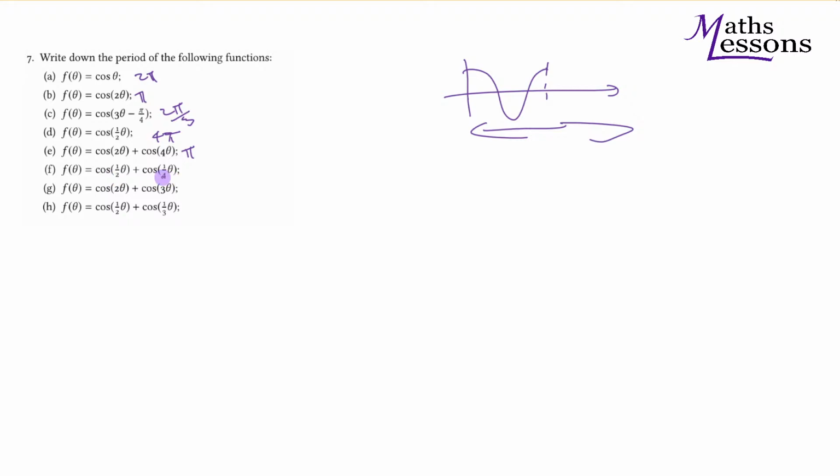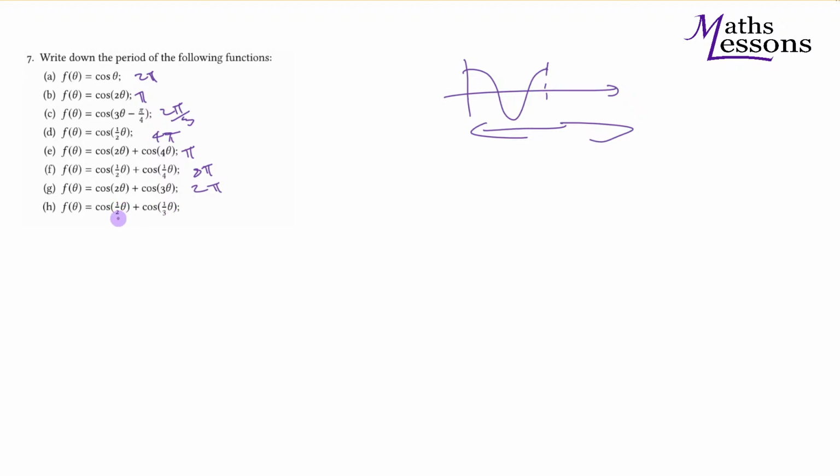And this one, you've got cos of half theta and cos of quarter theta. Well, this one's going to repeat every 4 pi, and this one's going to repeat every 8 pi, so they'll both repeat every 8 pi. Cos of 2 theta and cos of 3 theta, they're going to bunch up. This is going to repeat every pi, and this is going to repeat every 2/3 pi, so they will coincide every 2 pi.